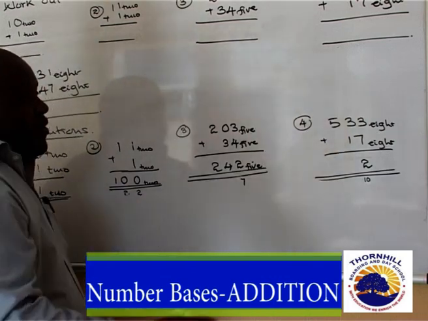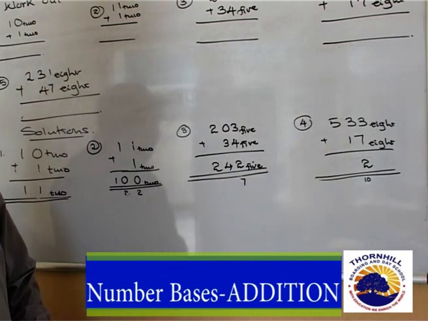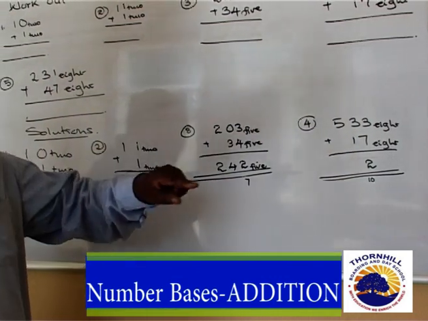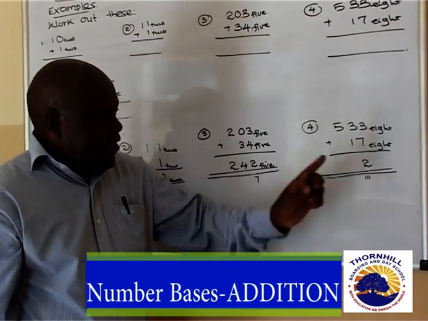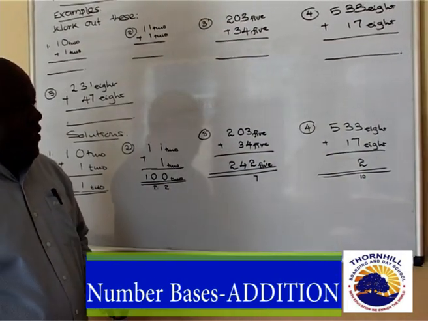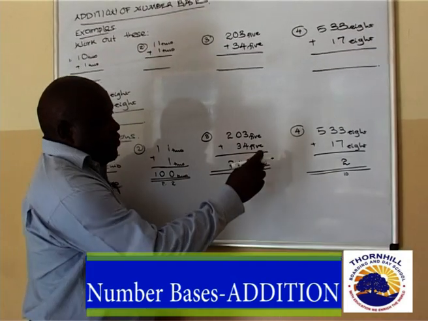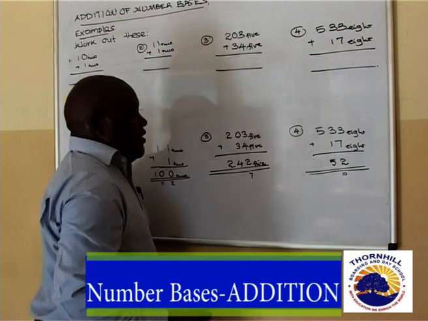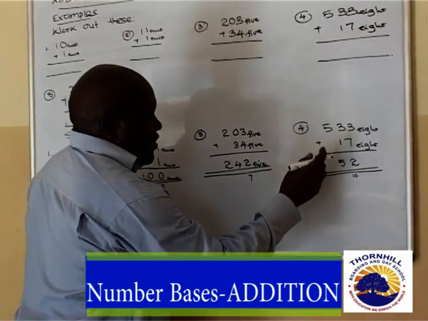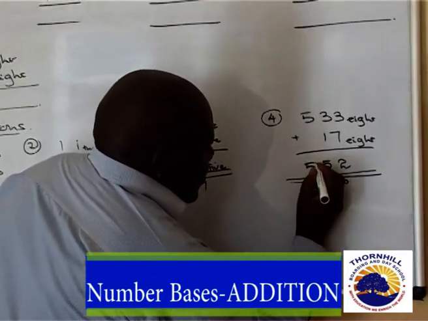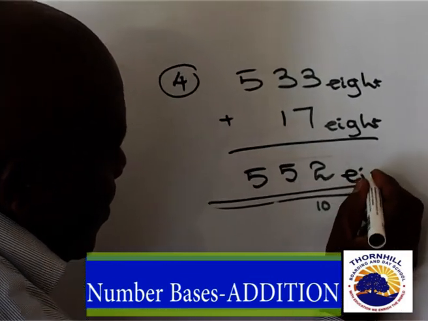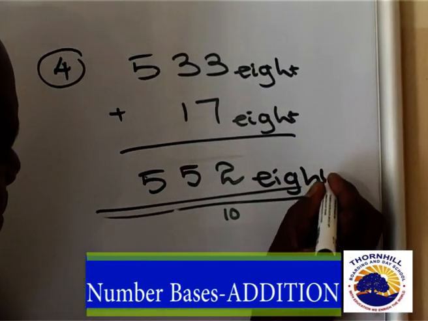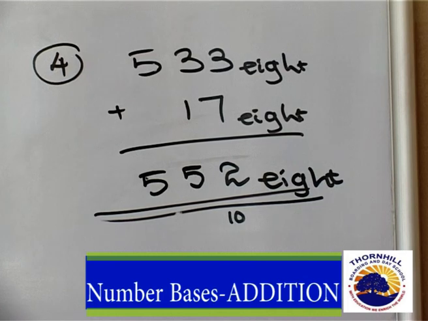Then 3 plus 1 gives you a 4. Then 4 plus the 1, which is from the 10, where 8 went into 10 one time, gives you 5. So this one, you write, because there is 5 in base 8. And then 5 plus nothing here gives you again a 5. So this is 552, base 8.